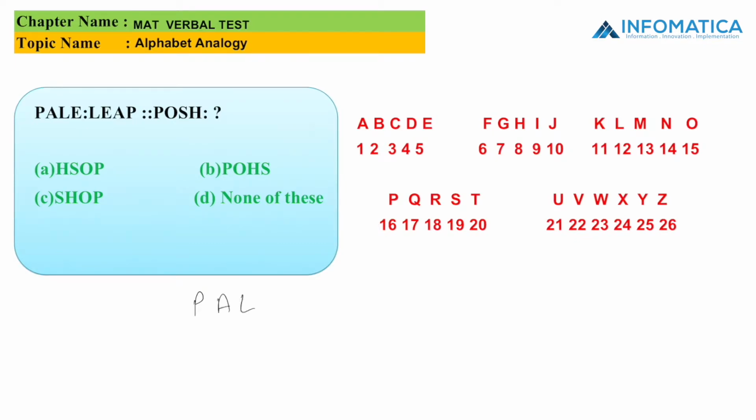P, A, L and E is related to L, E, A and P. So the first letter is going on the last position. So I'll just write the word POSH. So it is saying that the first letter is going to the last letter. So I write it here right now.